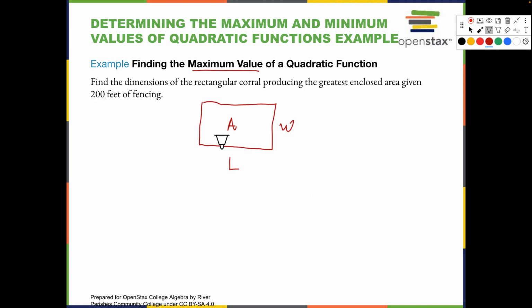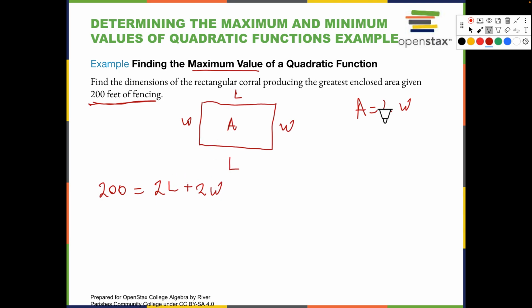How do we calculate the area of a rectangle? Length times width. Very good. Could also use x and y if we wanted, but we'll do that. And then we're given this sort of constraint that there's 200 feet of fencing. What does that tell us? The perimeter. All of them combined are 200. So notice we have 2 lengths and 2 widths. So 2 times the length plus 2 times the width, which is the perimeter formula, equals 200.